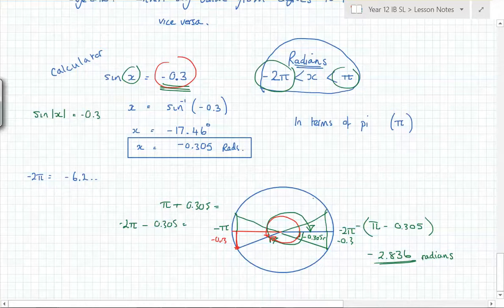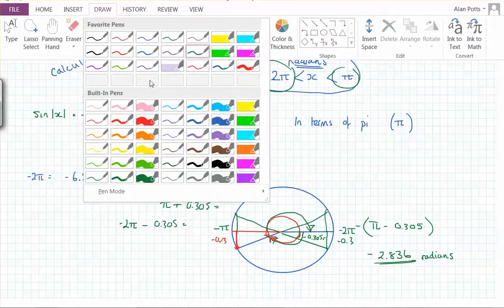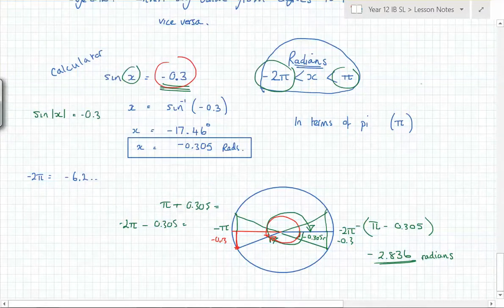Right, I've got one more question for you on this question, which is, what if I were to change the domain from minus 2 pi to pi to, instead, what if I were to ask you for solutions where x was 0 to 4 pi?